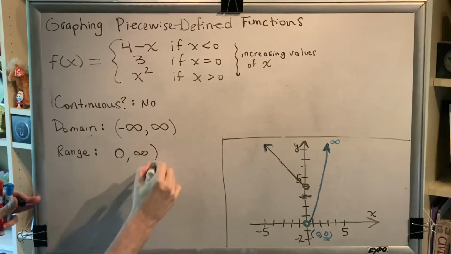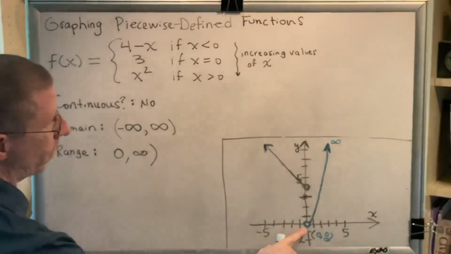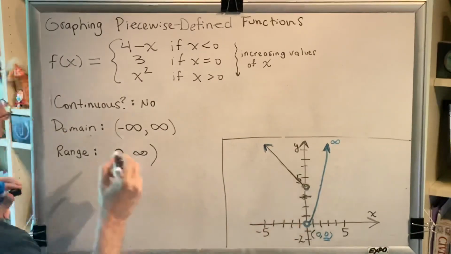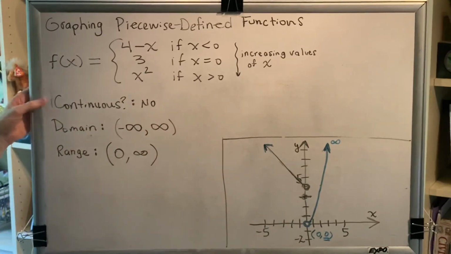Infinity and negative infinity always get the parenthesis, and 0 in this case gets a parenthesis because of the open dot on the graph. All right, so with that, we've now completed this problem. We created its graph, we determined if it was continuous, and we found the domain and range.